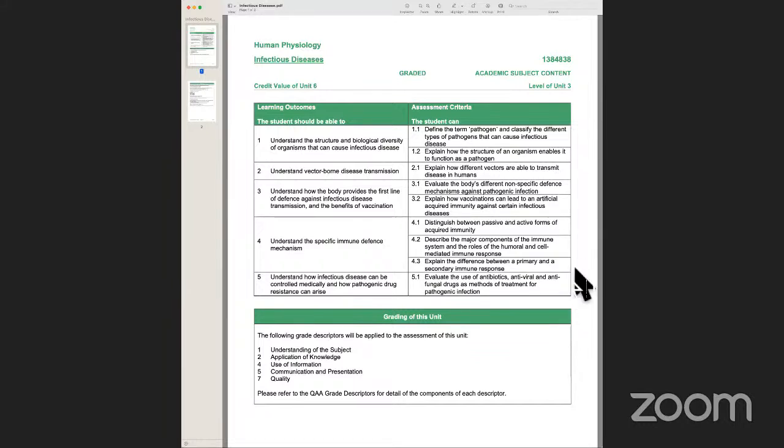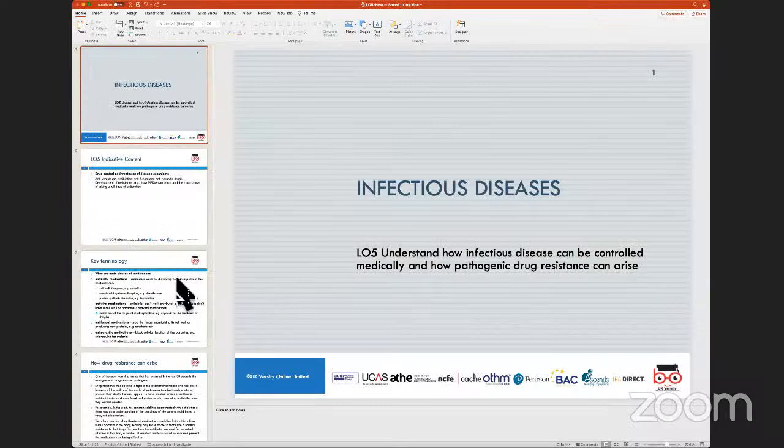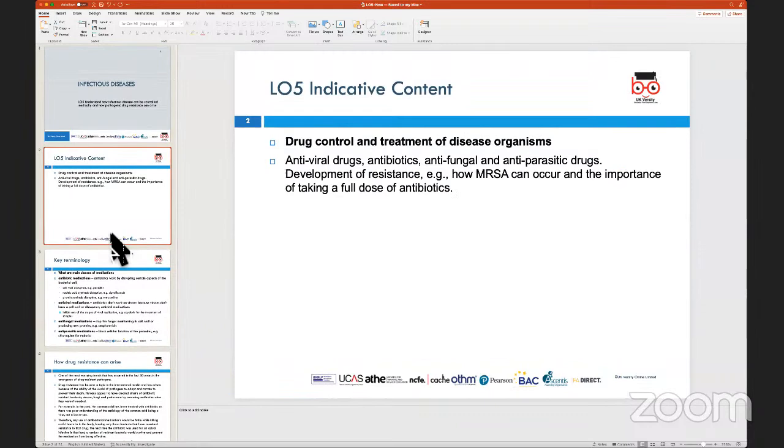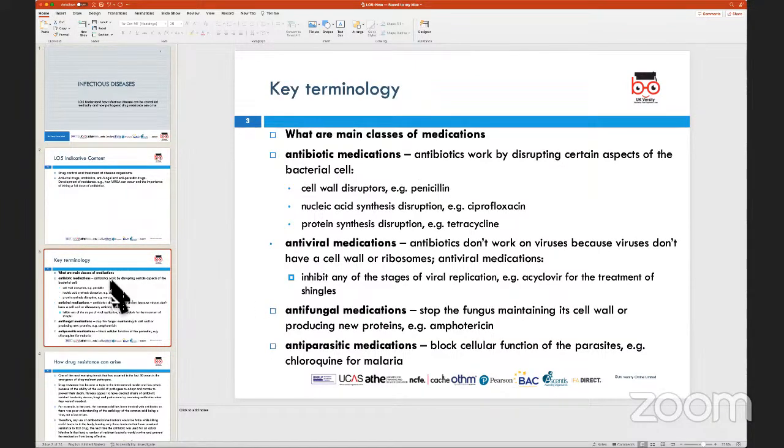So let's look at a presentation, which is what we're going to use for the purposes of discussion for this particular learning outcome. This presentation has a couple of slides, and we'll go into detail on each of the different types. Let's start off with some basic terminology on understanding medication first.